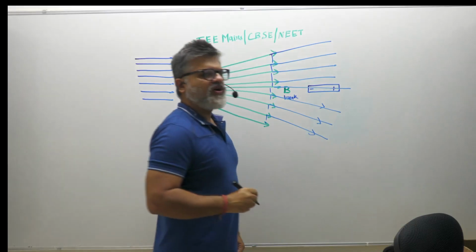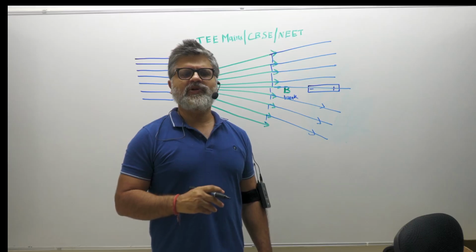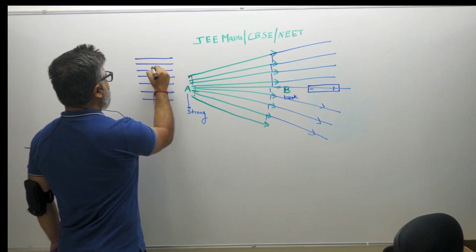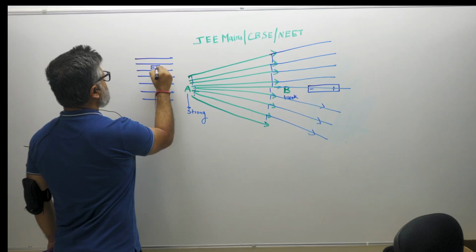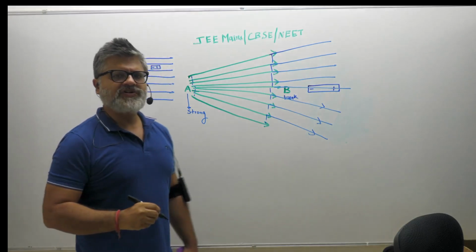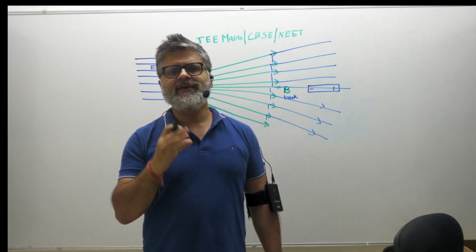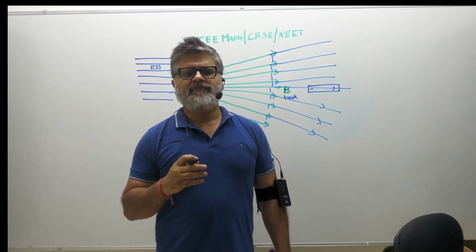If you remember, for a uniform electric field, the net force on a dipole is zero. If you have a uniform field and you put a dipole here, the net force is zero because one side is experiencing a force of QE, the other side is experiencing a force of minus QE.